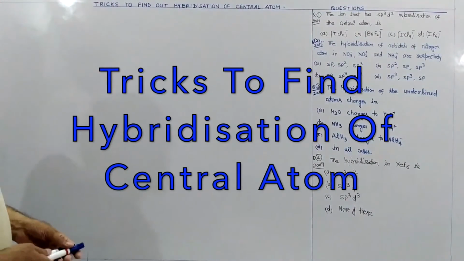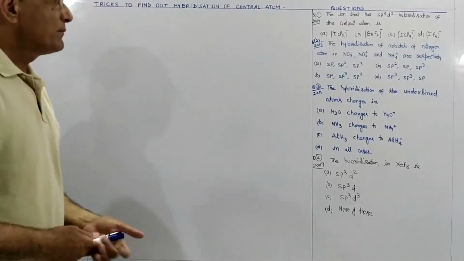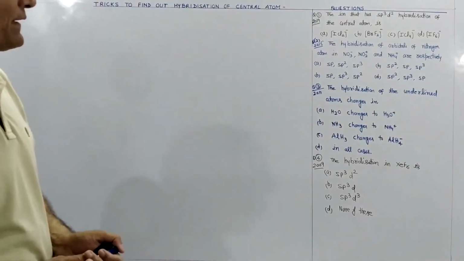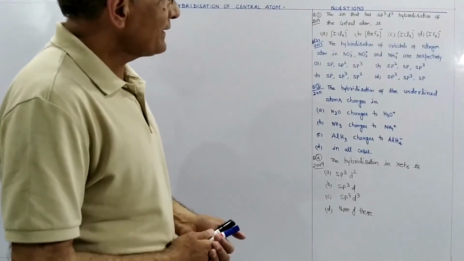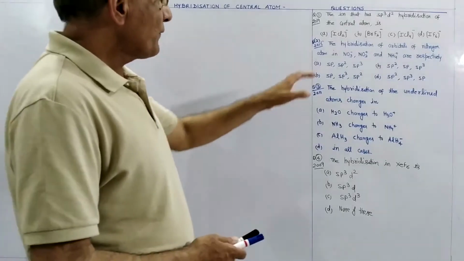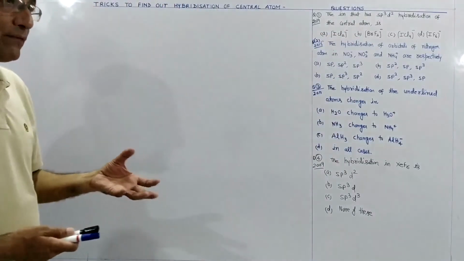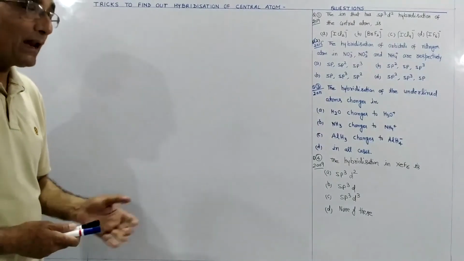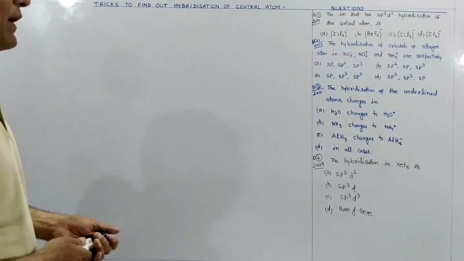So students, today we will discuss how to find out the hybridization of the central atom, because these types of questions are asked. For example, last year in 2019 they asked the ion that has sp3d2 hybridization of the central atom. Now you have to find out which option is correct. So today I will explain one very simple trick. With the help of that trick you can find out the hybridization of any compound or ion.